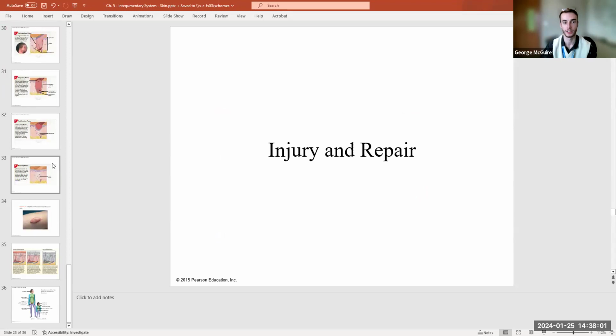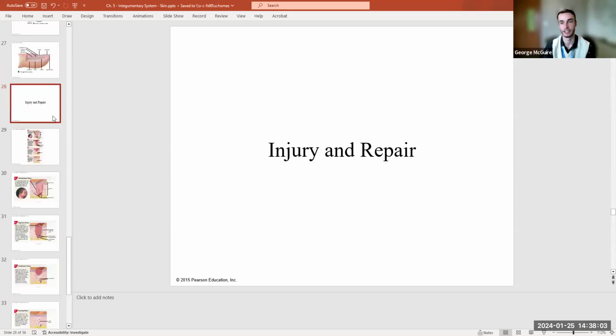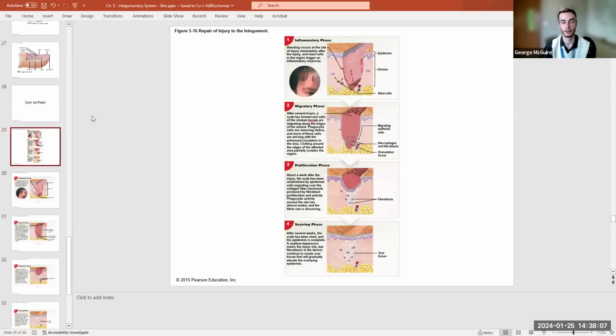All right. So our last concept here is different types of injury and repair in the skin. The main injury repair response can be separated into 4 different phases. We'll look closer at all of these, but immediately it's the inflammatory phase. A couple days later, the migratory and proliferation phases are mainly what is occurring. And then the scarring phase can take a couple weeks to a month.